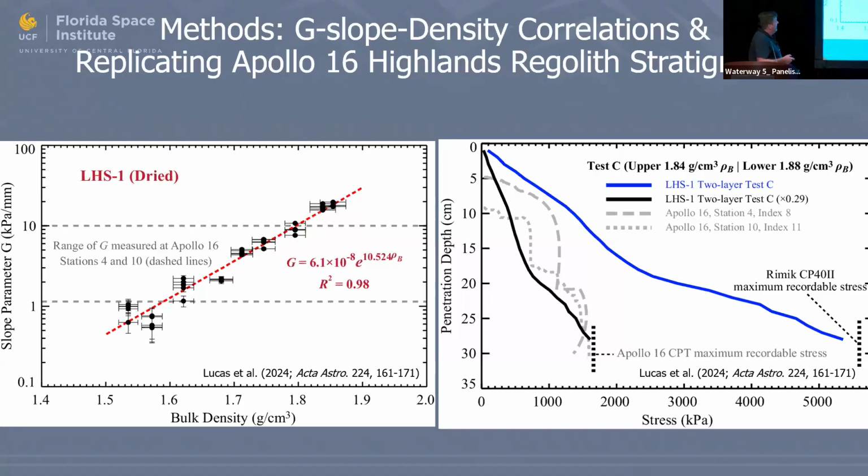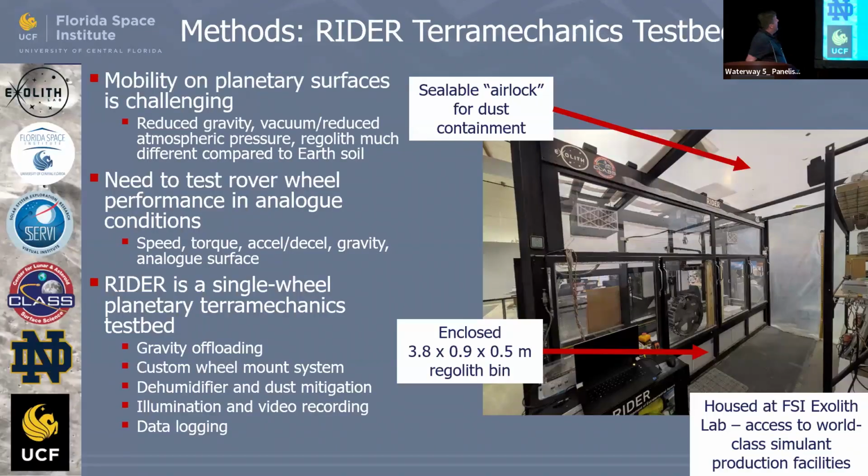And so now I want to introduce the Ryder Terra Mechanics Testbed facility at Exolith Lab. The Gator project was performed in this. This is a single wheel, linear rover wheel test facility that we designed and developed over about a year and a half. We've been in operation almost 2 years now.